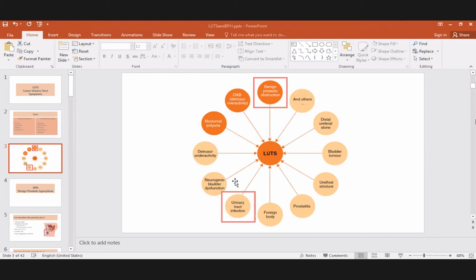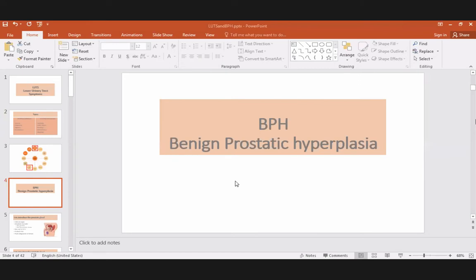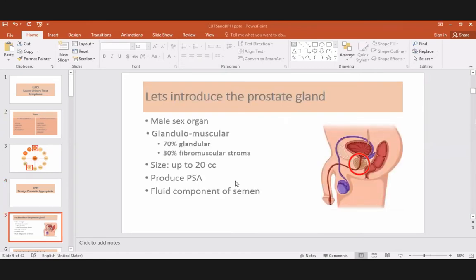Other causes can also contribute to the symptoms, like if there is a dysfunctional bladder secondary to neurogenic dysfunction, or the patient is having detrusor overactivity or underactivity, or there is some other problem like stricture or stones or infections, prostatitis, or there is a bladder tumor or malignancy. All of these have some part of the lower urinary tract symptoms as their presentation. But the most common cause of lower urinary tract symptoms in males is BPH, benign prostatic hyperplasia, and in females it is UTI, urinary tract infection. I'll go on to BPH. BPH is benign prostatic hyperplasia.